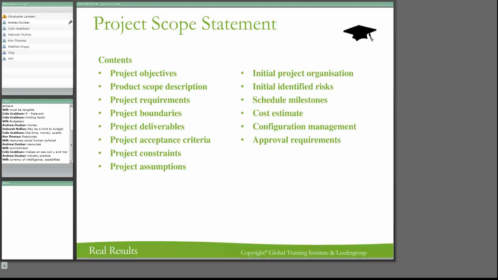Now, if we look at it, we have the initial project organization that should come out of your project scope statement, and an initial identification of risks. Okay, so we're already starting to look at some of the risks. Risks and assumptions go very nicely together, all right? We could even put in a schedule of milestones, and we should be able to, at this stage, be able to start estimating the cost.